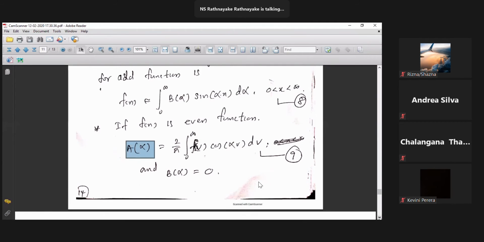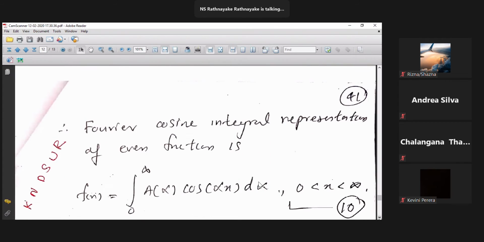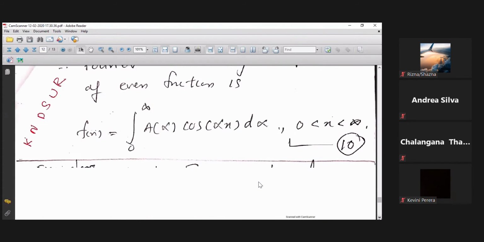Then similarly, we can write the Fourier cosine integral like f(x) equals integral from 0 to infinity A alpha cos alpha x d alpha. That is denoted as equation 10. It is clear to you?